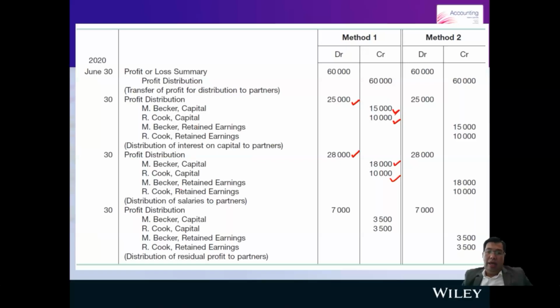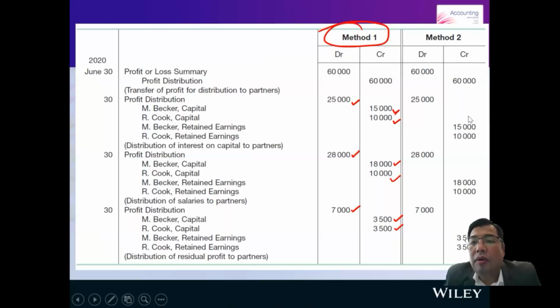And finally, the profit distribution, 7,000. For the balance of 7,000, we're going to transfer 3,500 to the capital of Becker, and another 2,500 increase the capital for Cook. So this is method number one. Always remember, method number one, we only have capital accounts.